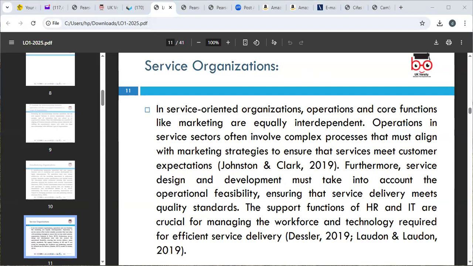Now, operations in service sectors often involve complex processes that must align with marketing strategies to ensure that services meet customer expectations. And it has a lot.